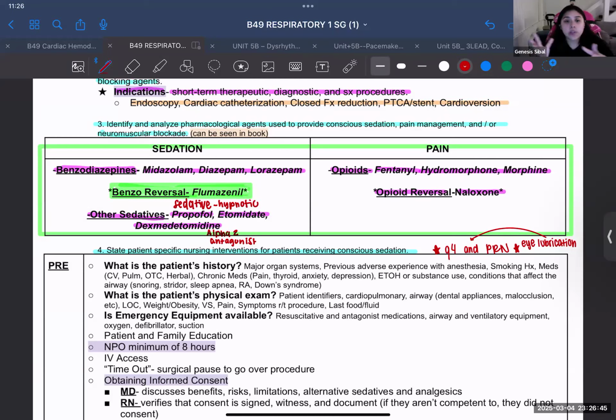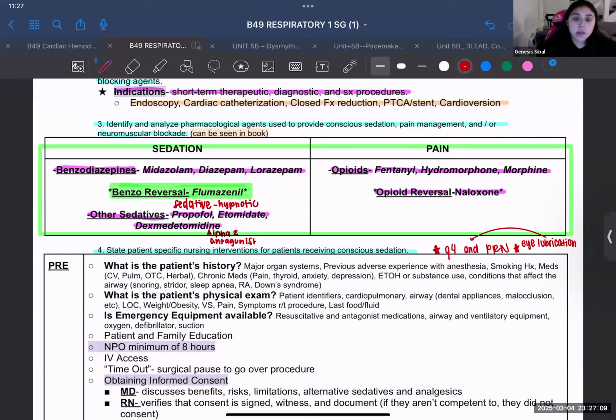The benzo reversal agent, so the antidote, is flumazenil. You 100% need to know that for both classes. And then the other sedatives, propofol, all of those other ones, you don't. She won't ask you about that, I don't think, but you do need to kind of know some of those meds because you should be asking or knowing or seeing some of these things in clinic. But again, she literally will just ask about the benzos and then what's the reversal for that.